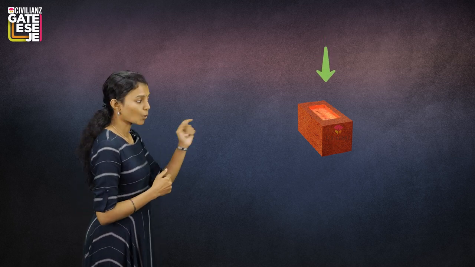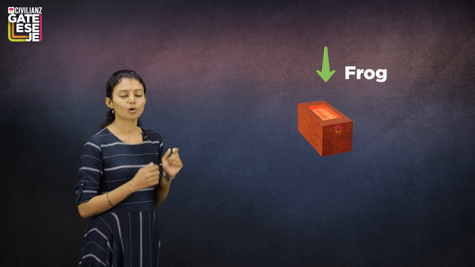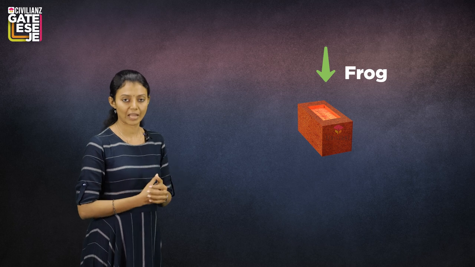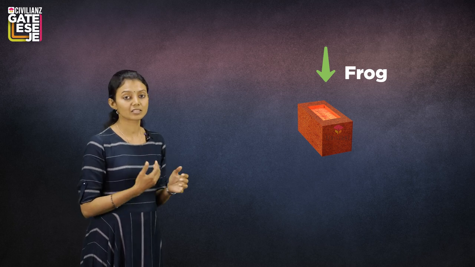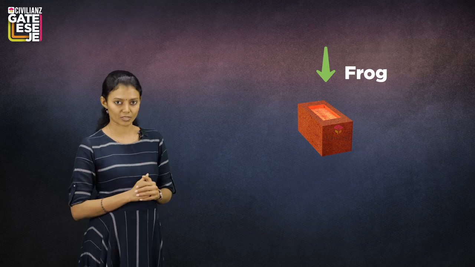And on the top face of the brick, you can see that there is a small depression or cavity, which is popularly known as frog, and it is used for holding the mortar in place to increase the binding capacity and thereby strengthen the brick bond.